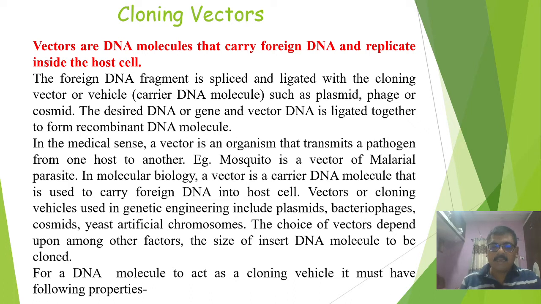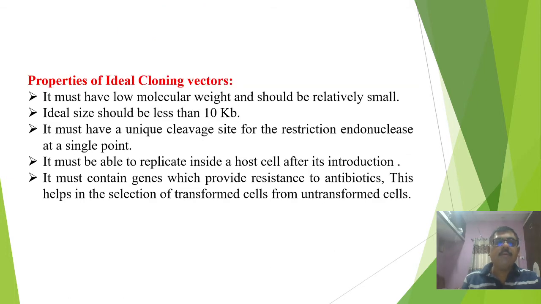Vectors or cloning vehicles used in genetic engineering include plasmids, bacteriophages, cosmids, yeast artificial chromosomes, etc. The choice of vector depends upon many factors and the size of the insert DNA molecule to be cloned. For a DNA molecule to act as a cloning vehicle, it must have certain properties. Now we'll discuss the ideal properties of cloning vectors.